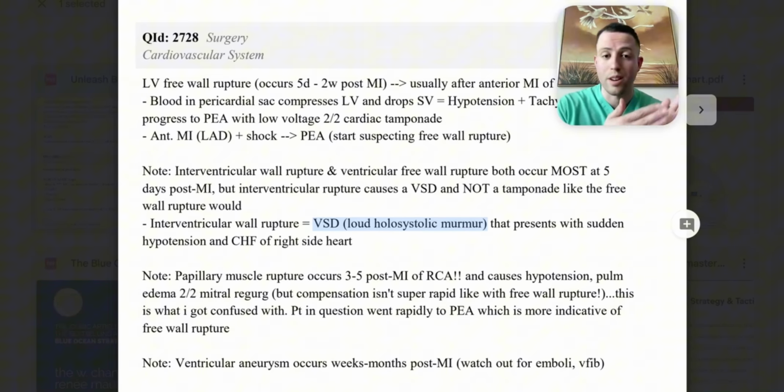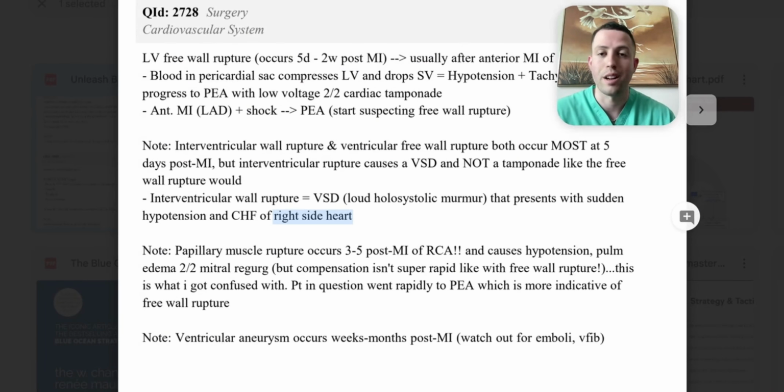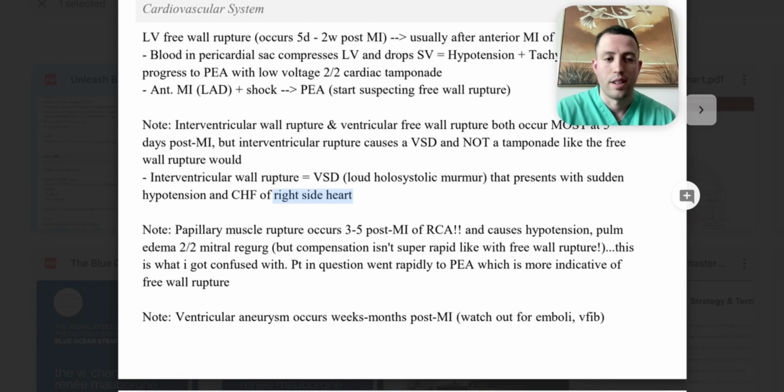These patients will have basically immediate heart failure that looks like right-sided overload, because all that blood from the left side is going to the right, and the right can't combat that increased amount of blood. Now let's talk about papillary muscle rupture. You also can see that 5 days after a heart attack, but you see it 3 to 5 days specifically after an RCA infarct, because the RCA is going to supply the papillary muscle.